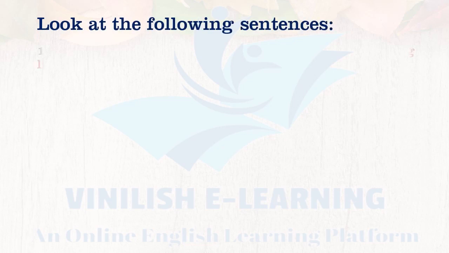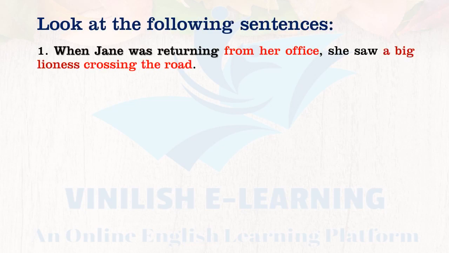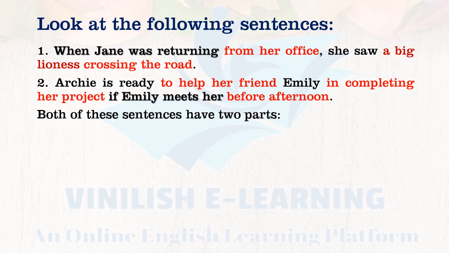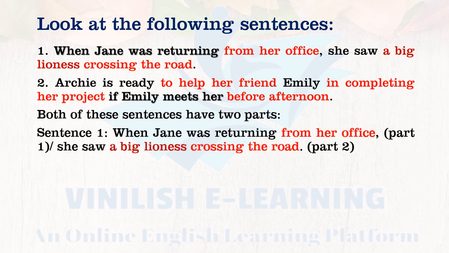Look at the following sentences. When Jane was returning from her office, she saw a big lioness crossing the road. Archie is ready to help a friend, Emily, in completing her project if Emily meets her before afternoon. Both of these sentences have two parts.